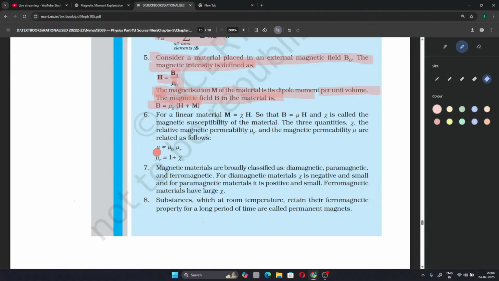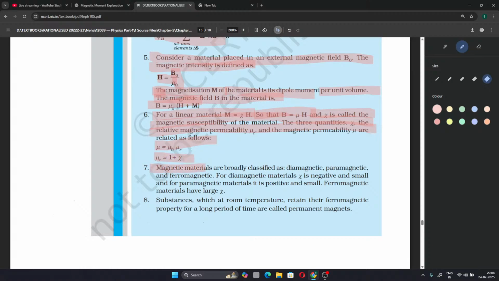B equals mu naught H plus M. For linear material, M equals chi H, so that B equals mu H, and chi is called the magnetic susceptibility of the material. The three quantities, chi, magnetic permeability, and relative permeability of the material are related as follows. Only one is independent, where all three are dependent; if we know one, we can find the other two. Mu equals mu naught mu r, and mu r equals 1 plus chi.